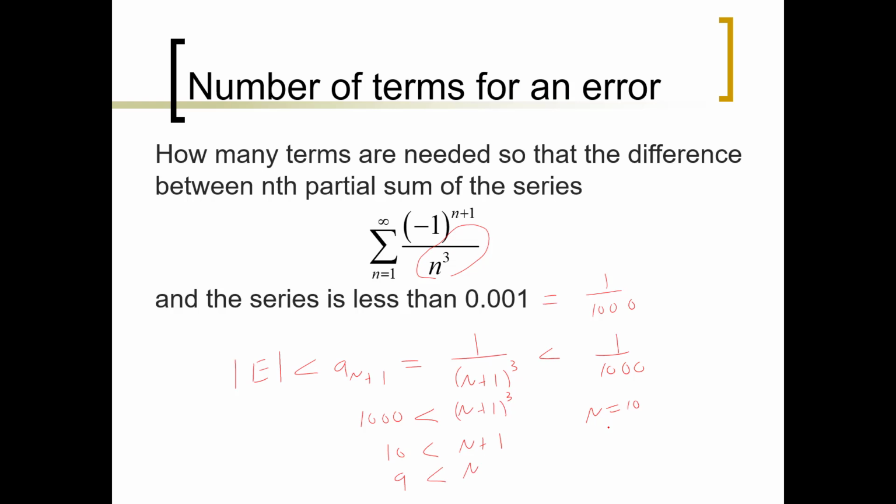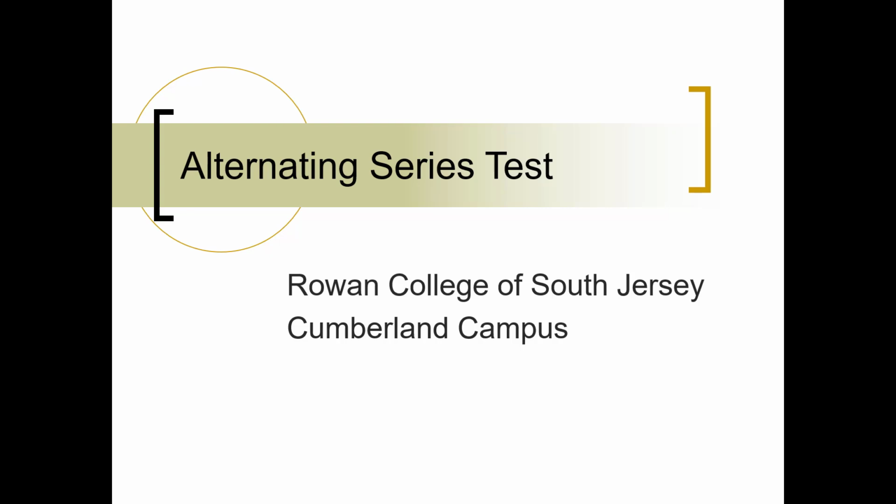So if I use n is 10, the first such integer that satisfies that inequality, I would find that the 10th partial sum is already within 1/1000 of that summation. And in fact, if you trace it out, s sub 10, the last term you add there would have been a subtraction, so s sub 10 is actually below the real sum. That's it. That's all we need for the alternating series test. So in class, we'll practice some more.